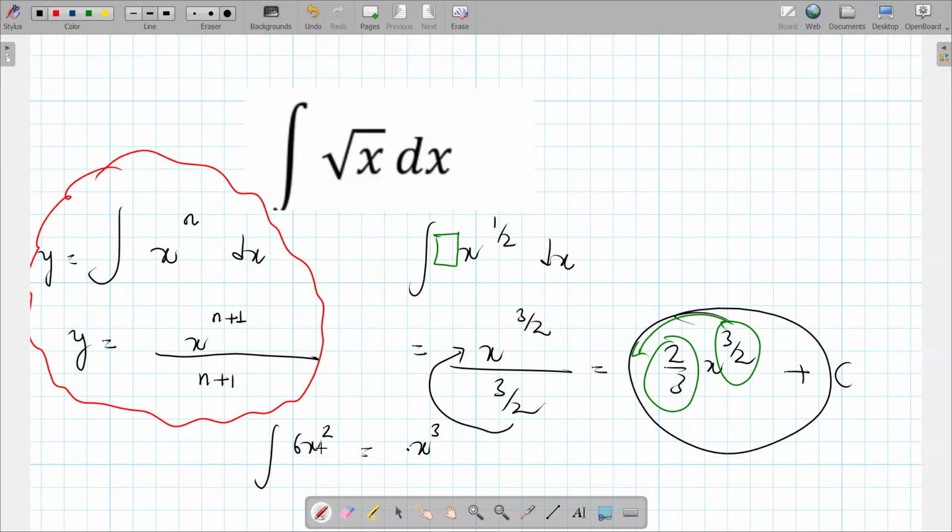By 3. So 3 is going to come down, right? So it should be 2, because the 3 will come down. 2 times 3 is a 6, and that becomes an x squared. There you go. That's the answer. Cool?